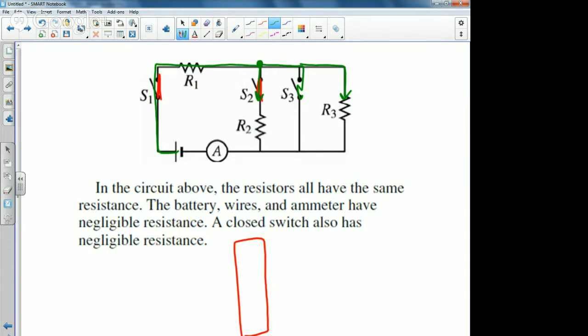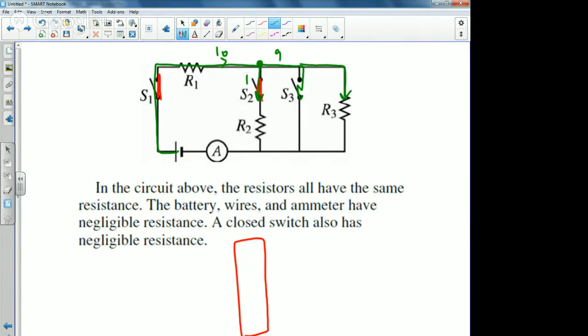Now, which branch would receive the most current? Normally, which branch would receive the most current? Why do you say R2? Because when it gets to the next junction, it's going to split up and have less. Well, technically that's true, but that doesn't mean it has to give the most. If 10 was going in and only 1 went through R2, then the rest going on would be 9. So it doesn't have to be R2, but it does split off first into R2.